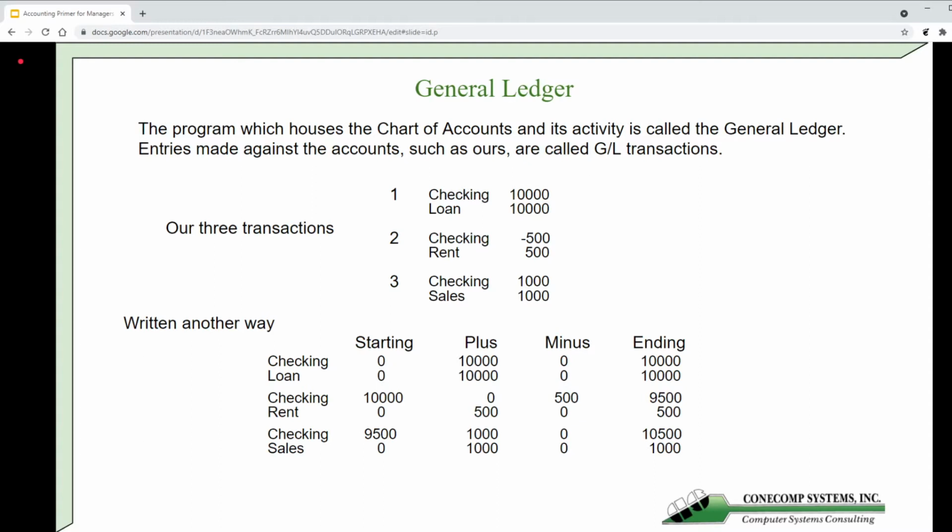Similarly with the second one, the checking account, this time starting at $10,000, sorry, not $1,000, $10,000, didn't go up at all in the second one, went down by $500, and ended at $9,500.